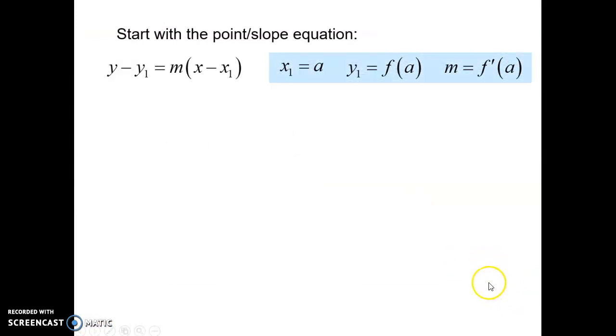So if we rewrite what we have here in my point slope equation of a line, the point of tangency has x coordinate equal to a. The y coordinate of the point of tangency, which is y1, would be the value of the function at a. And the slope of the curve there is going to be the derivative at a, which we know is called the slope of the curve at that point.